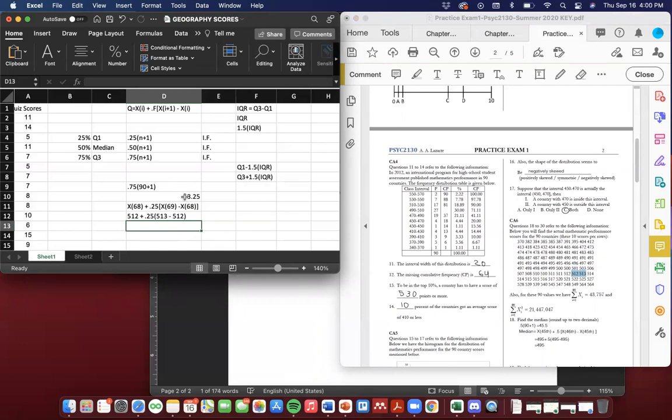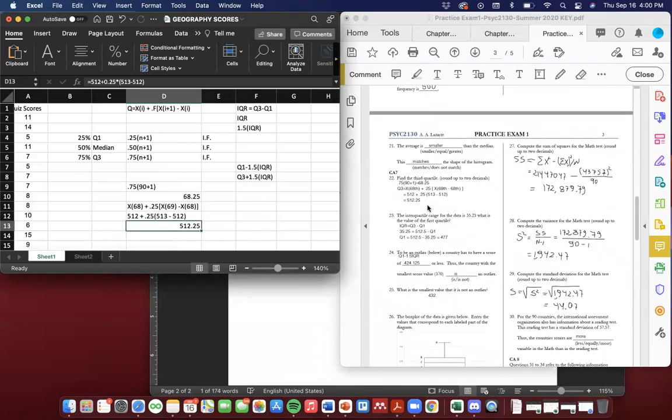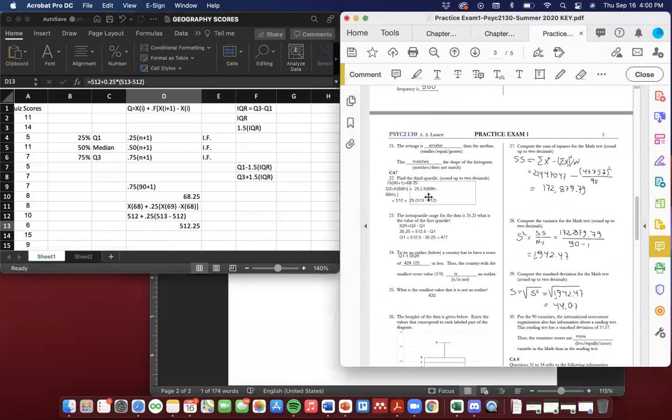If your number was just 68, that would make it even easier because that means you have no fraction. This 0.25 would become a 0. It doesn't matter what these numbers are because anything times 0 is 0. So you don't have to worry about finding the 68th value. But you have a fraction here, so you have to do this. And so let's see what we get. 512.25, that's our quartile 3. And that is our quartile 3 right there, right?